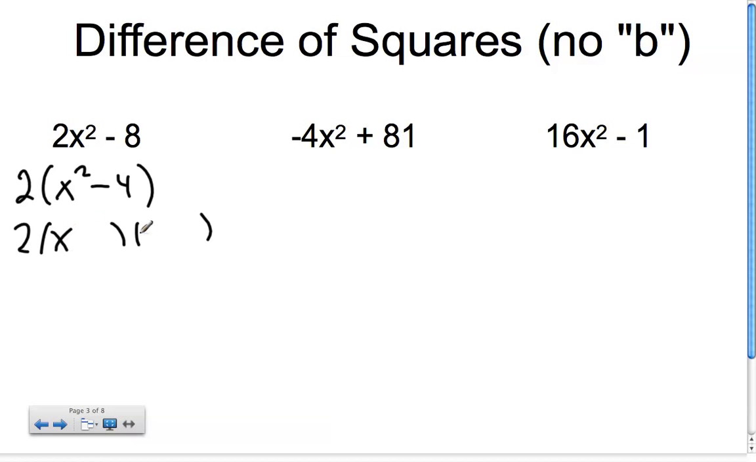Square root of x squared and the square root of 4. And I know I just need to make these the opposite signs of each other, and that way they would end up canceling and give me a middle term of 0. Cool. What about this guy right here?